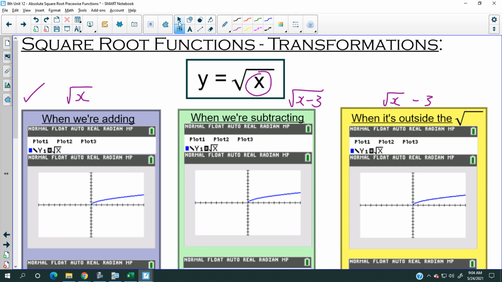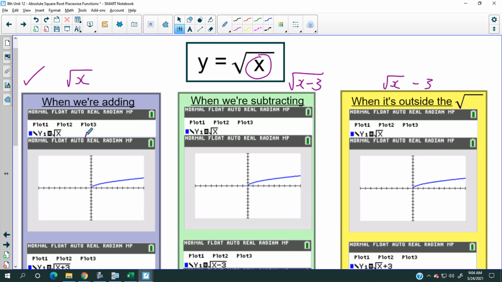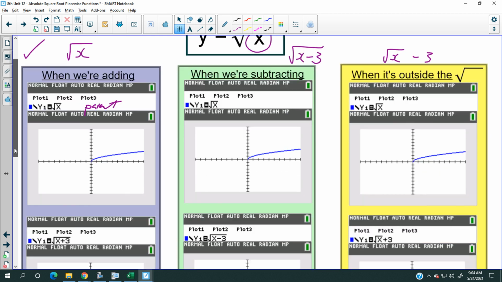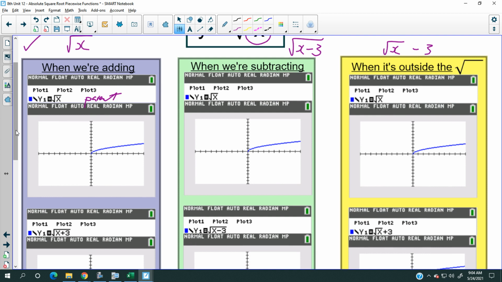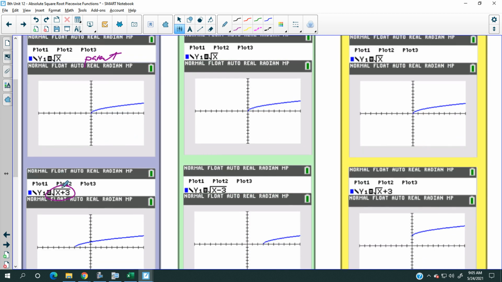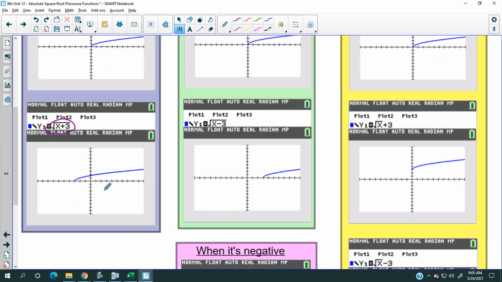Can you discern the difference between the second one and the third one? Okay, so let's take a look. Now, again, we're starting with the parent function here, square root of x. All right, what happens if we add 3? Oh, here we're adding. Oh, okay, that's fine. When we're adding like this, what happens? Goes left. It's kind of like the vertex form, okay? We're adding 3, but we went left 3 spots instead, right? 1, 2, and then 3.